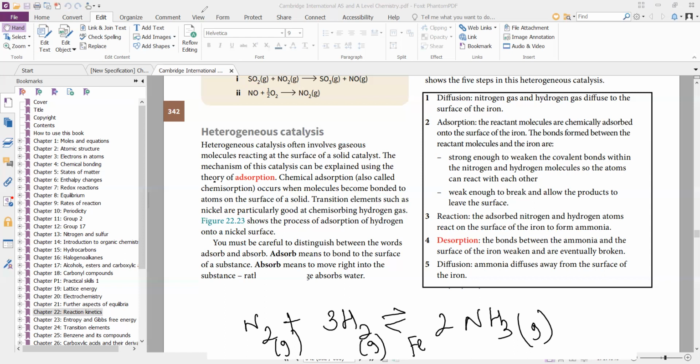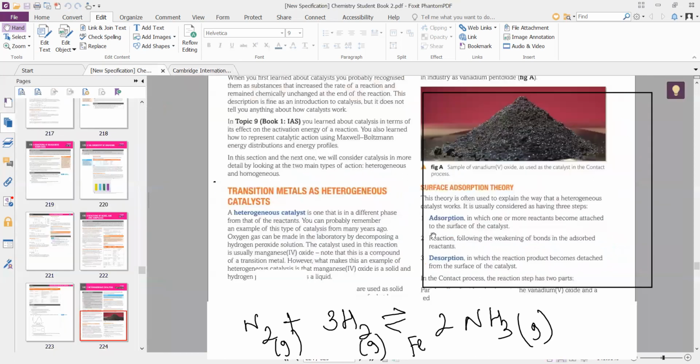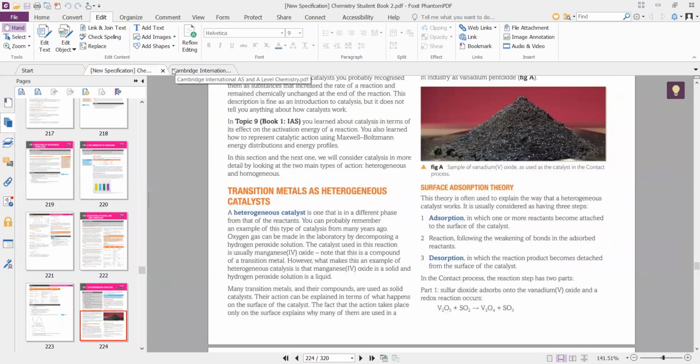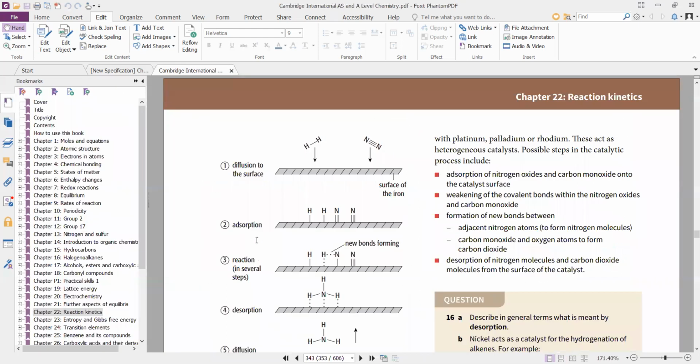So the steps are diffusion, adsorption, reaction, desorption. That is what is given in the textbook. Adsorption, reaction, desorption. This is nicely explained in this diagram.